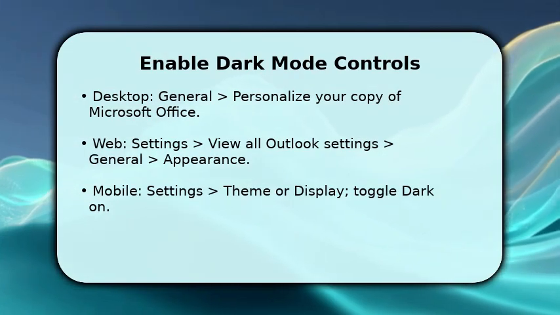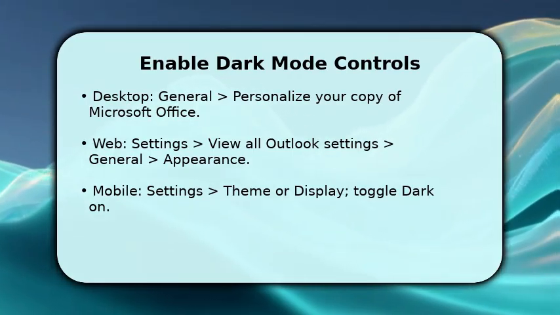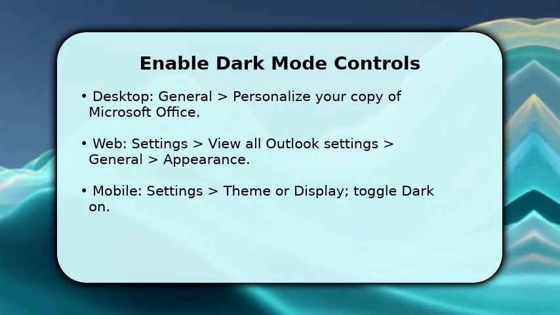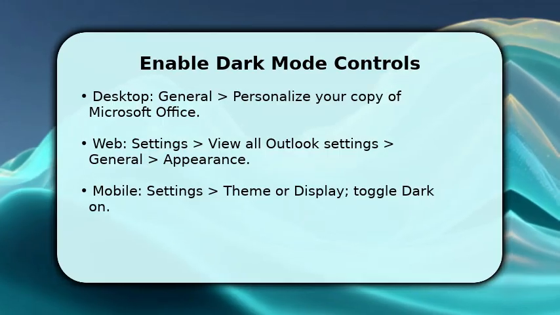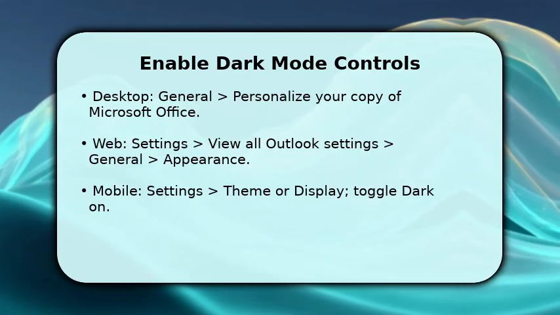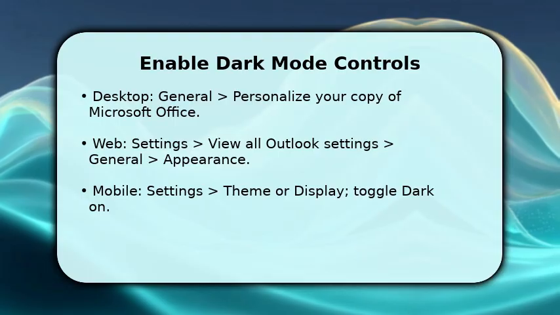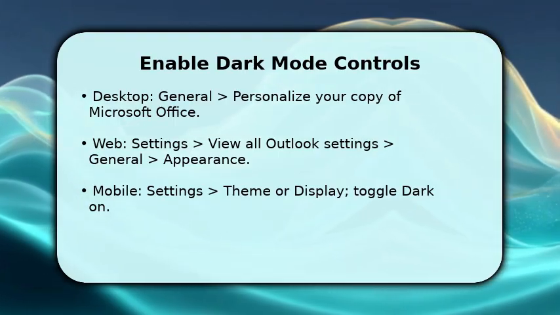On desktop, under General, look for Personalize your copy of Microsoft Office and choose black or dark gray. This changes ribbon and reading panes. On Outlook Web, select View all Outlook settings, then General, then Appearance, and pick Dark. On mobile, open Settings, find Theme or Display, and toggle Dark on. Make sure to apply or save changes.